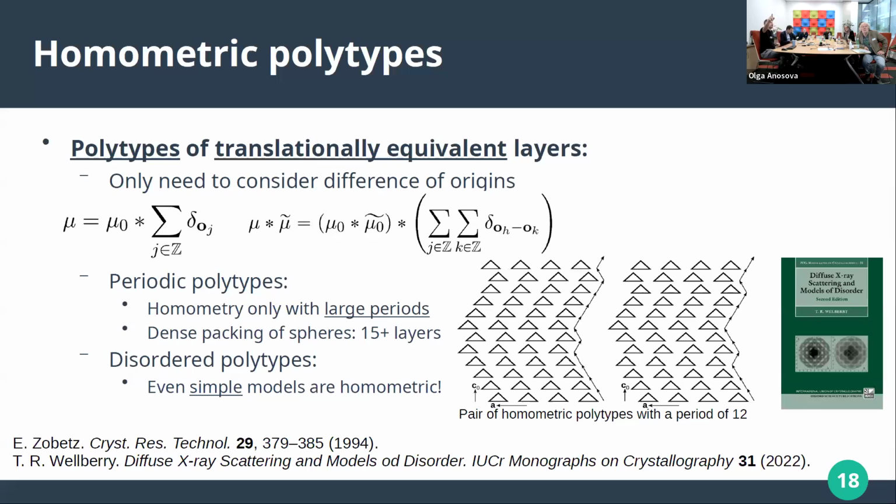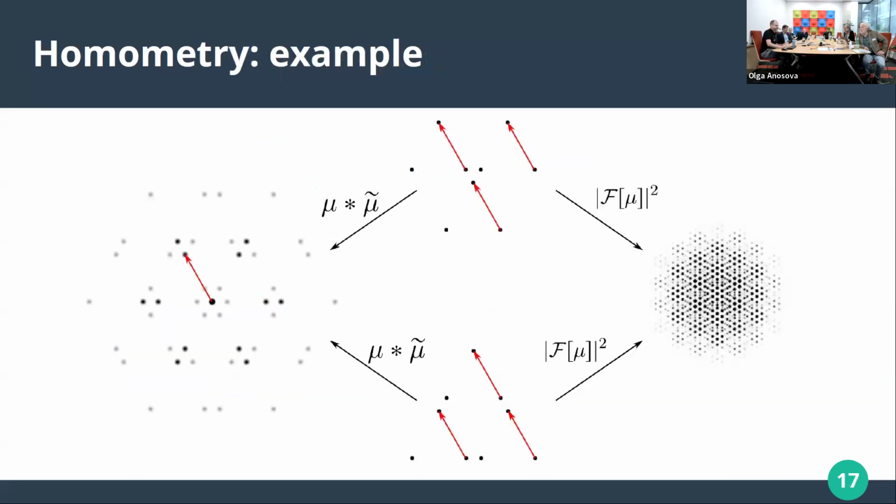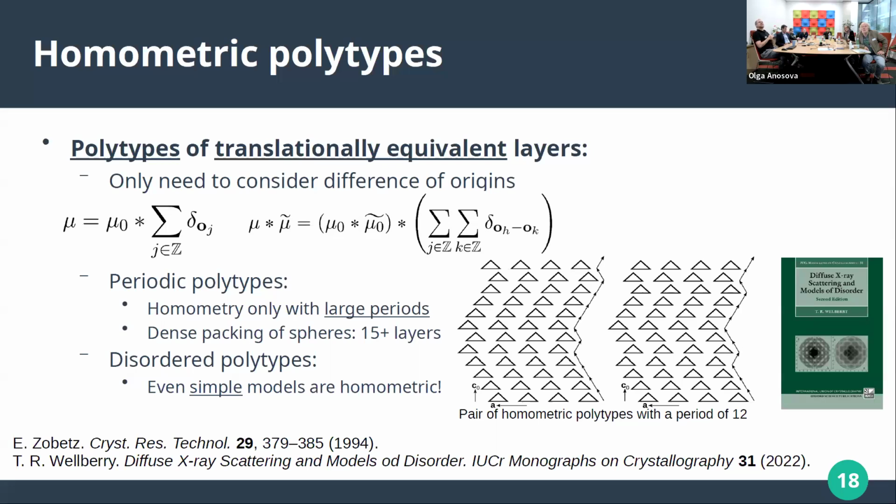No, this is not something you find in crystal structures, this kind of thing. So you might ask, does this really exist? And yes, it does. Polytypes are one where this does exist, especially in simple cases where all layers are translationally equivalent.